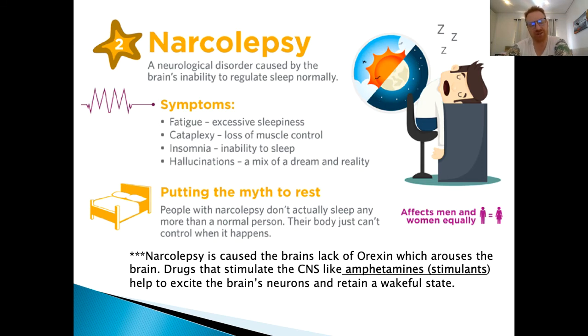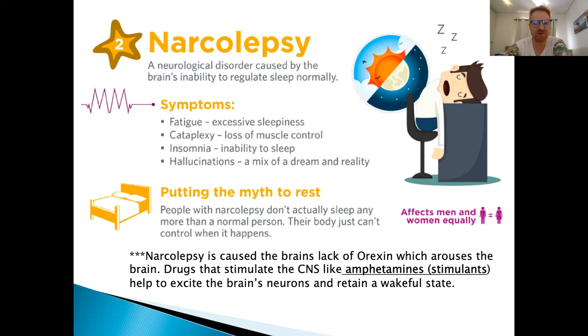Then we've got narcolepsy. Narcolepsy is a neurological disorder caused by the brain's inability to regulate sleep normally. So essentially, what narcolepsy is, it's your inability to stay awake. It's like your brain is throwing you into sleep without you wanting to. So the symptoms of it are fatigue and excessive sleepiness. So they're not really getting good sleep at night either.